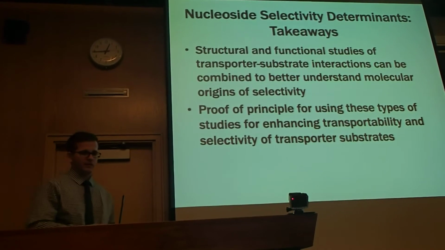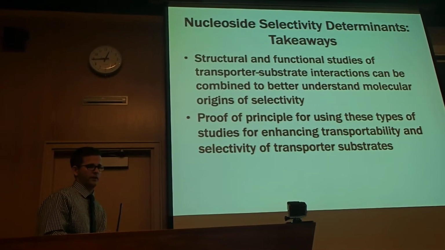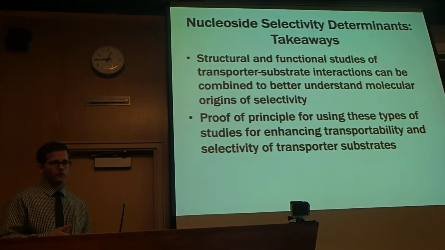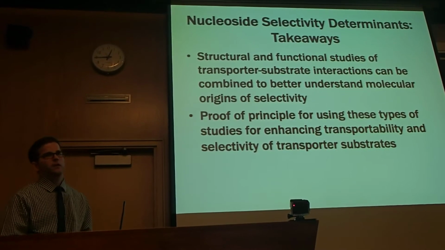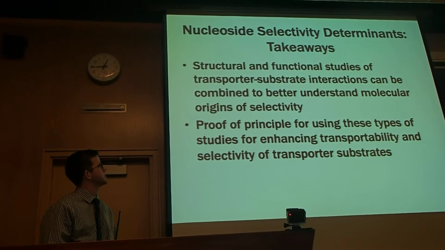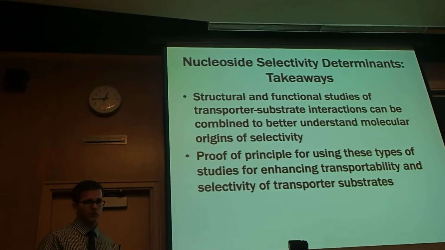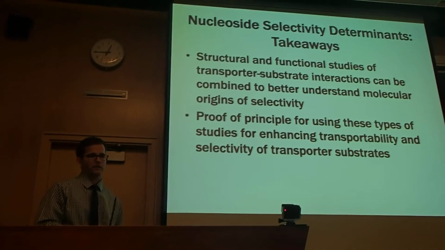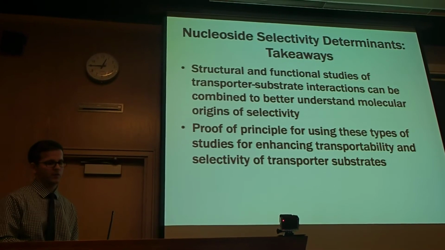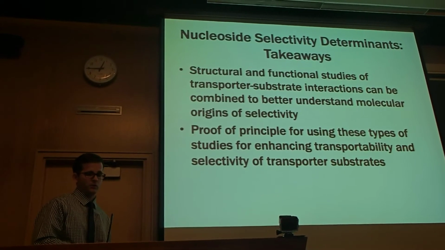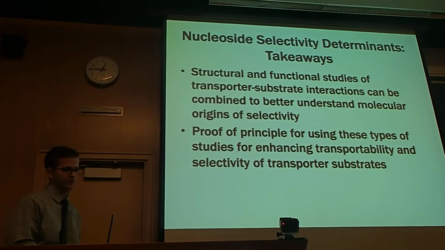So what can we take away from these studies? We found that a combination of both crystallographic and equilibrium binding studies of all the different interactions between transporter and substrate can be combined to better understand the molecular origins of selectivity for that transporter. And the studies also provide proof of principle for using these methods to enhance the transportability of existing therapeutic compounds, and also utilizing slight differences between subtypes for enhancing the selectivity of these compounds.